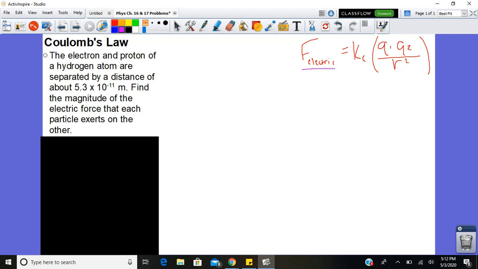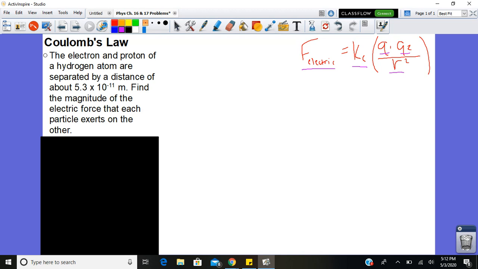So we have our F electric, that's just our electric force. Kc is going to be Coulomb's constant, and the value for that is also on page 564 in your book. Q stands for charge. So we're going to have the charge of our first object times the charge of our second object. And then R, as usual, is going to be the distance. So we have our distance squared.